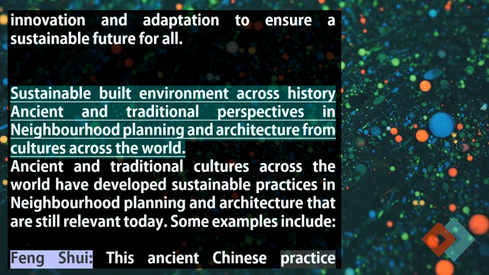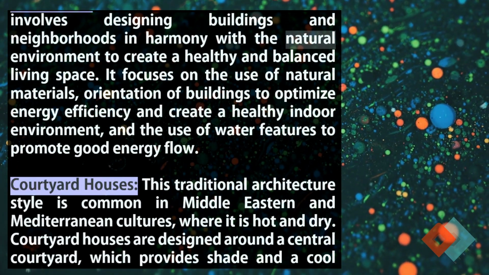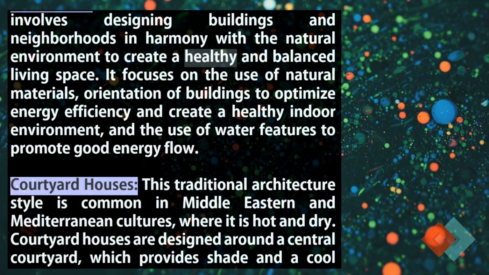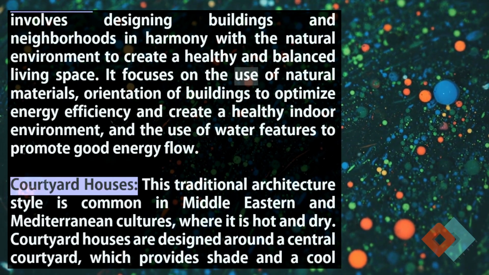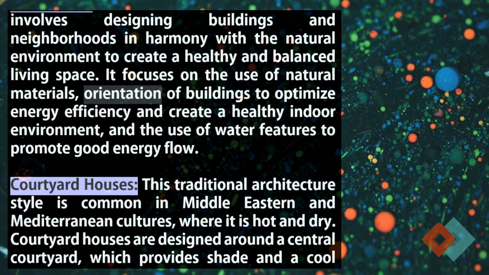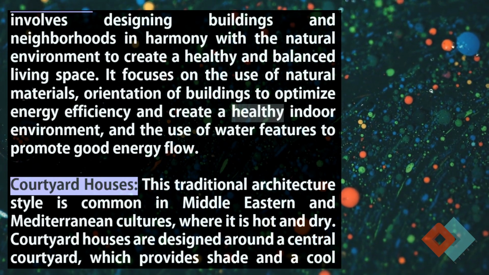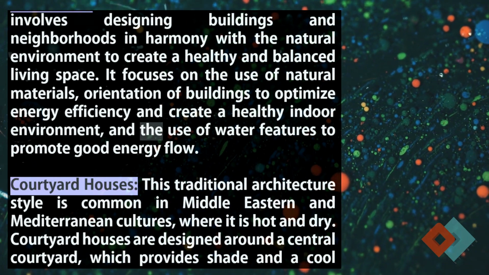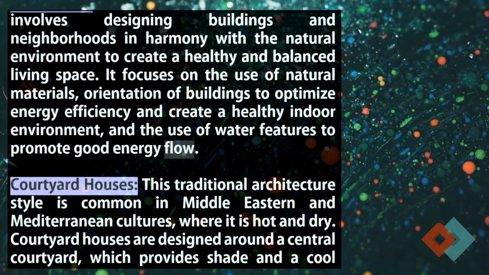This ancient Chinese practice involves designing buildings and neighborhoods in harmony with the natural environment to create a healthy and balanced living space. It focuses on the use of natural materials, orientation of buildings to optimize energy efficiency and create a healthy indoor environment, and the use of water features to promote good energy flow.